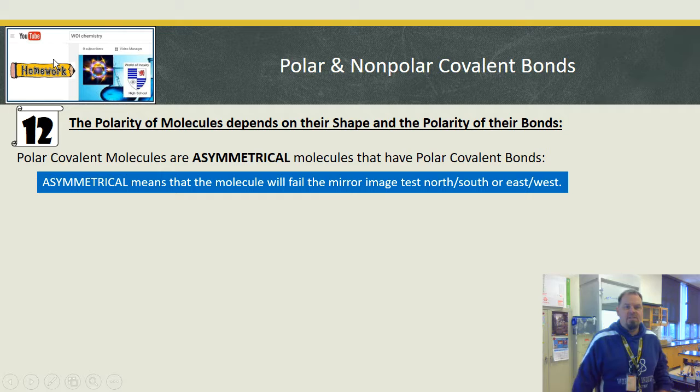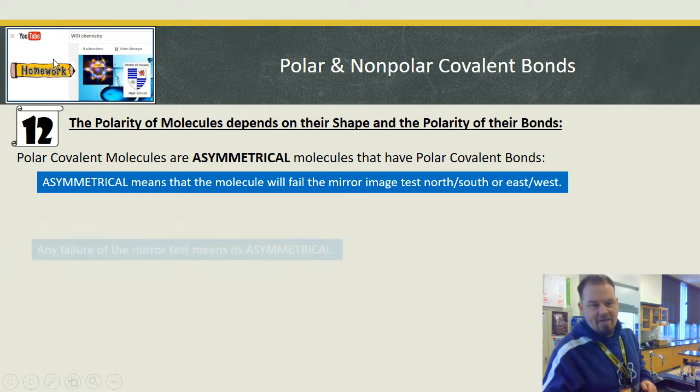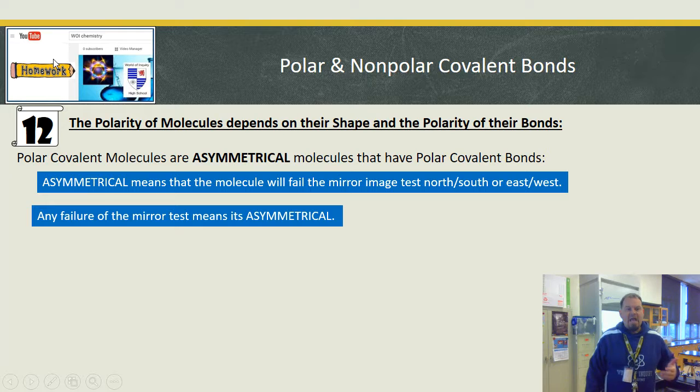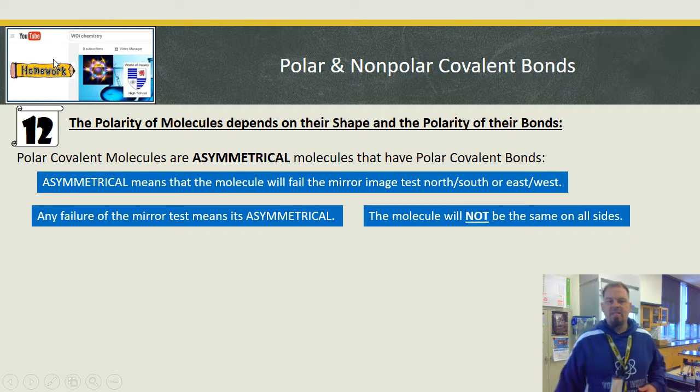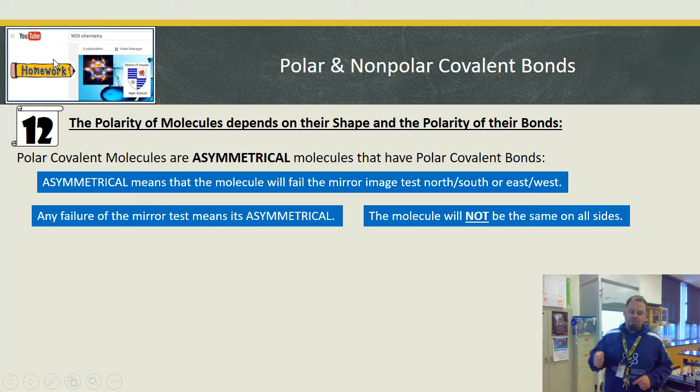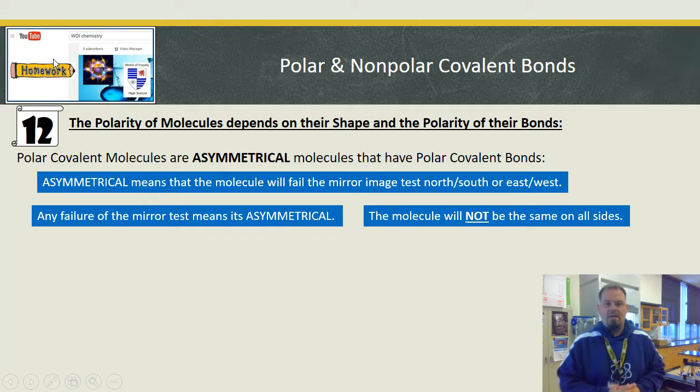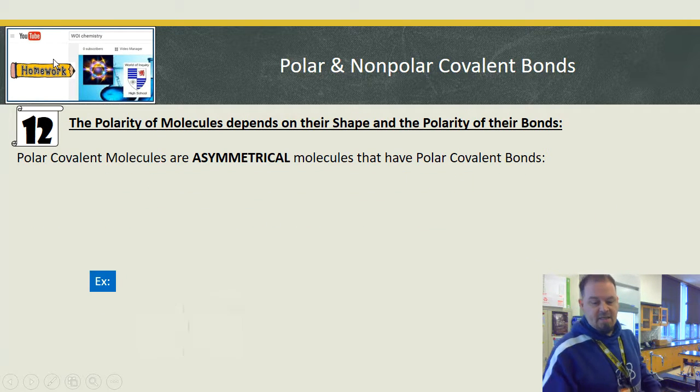First, we have to understand what this whole asymmetrical means. Asymmetrical, of course, means that the molecule will fail the mirror test when I go north-south or east-west. It's not the same on all the sides. So any failure of this test means asymmetrical. I didn't put it in the slides, but towards the end, I'm going to show you an acronym that a student came up with to remember this. I will add that in with my writing. The molecule will not be the same on all sides. There will be a difference, and that's the key.